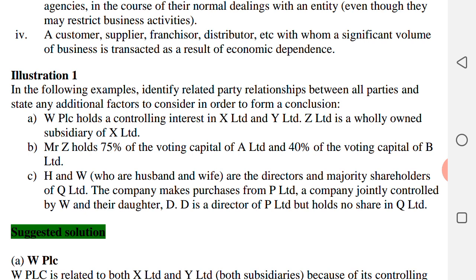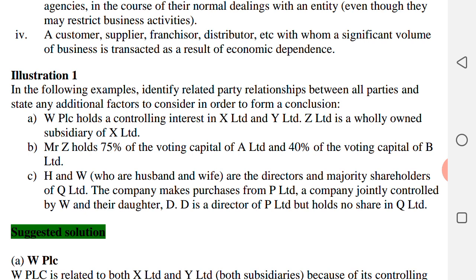Now let's look at A. WPLC holds a controlling interest in X Limited and Y Limited. That means both companies, because WPLC controls both of them. Z Limited is a wholly owned subsidiary of S Limited, that is, S Limited owns Z Limited.